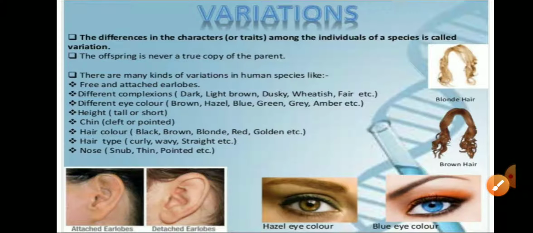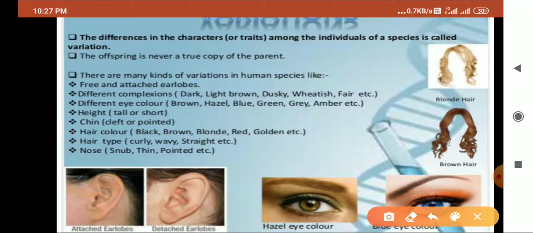Variations. What are variations? While passing on these characters, there are certain changes or differences that are seen in the characters of an individual or among the individuals of a species. These are termed as variations. There are many kinds of variations in the human species, like free and attached ear lobes. Here we have the example of attached ear lobes, and these are the free ear lobes.